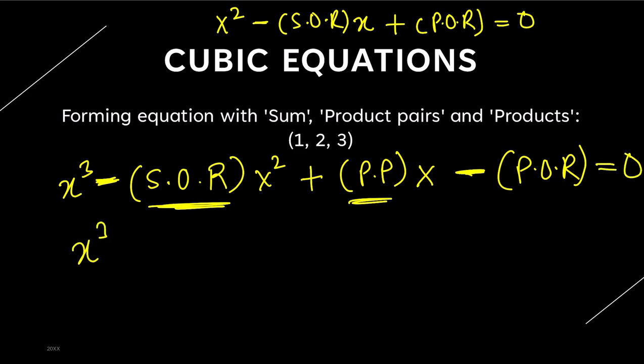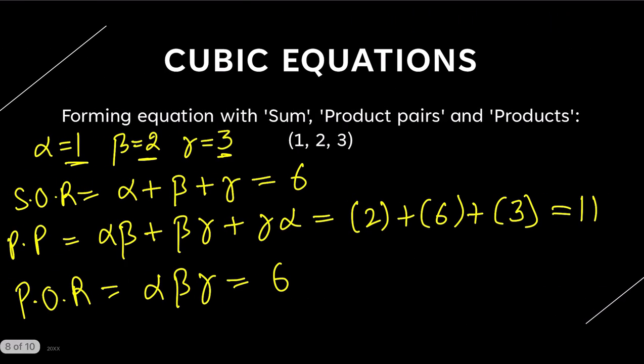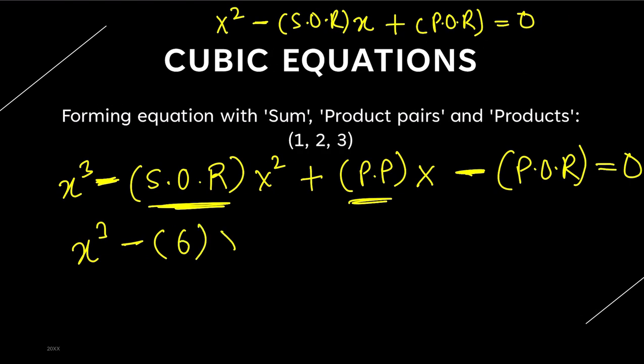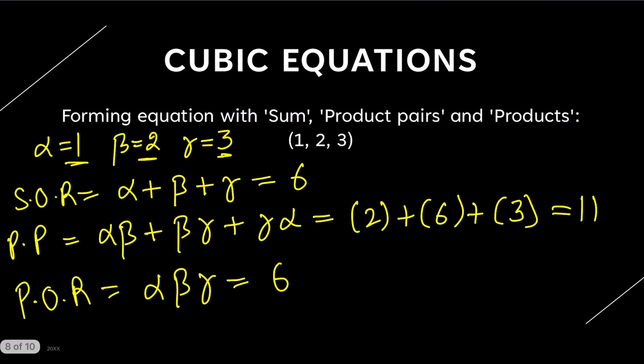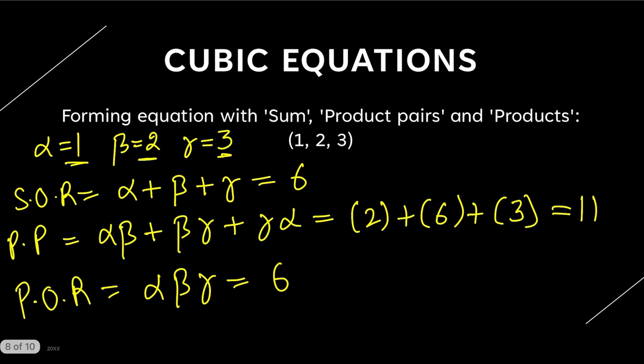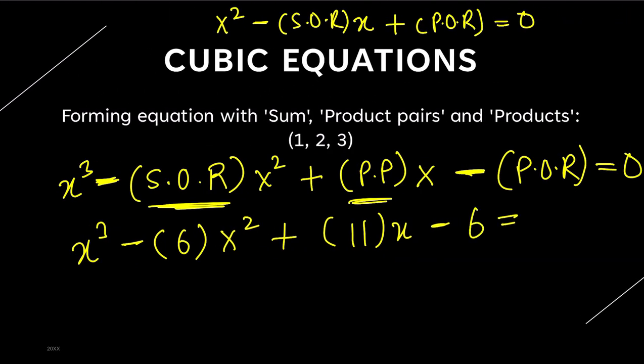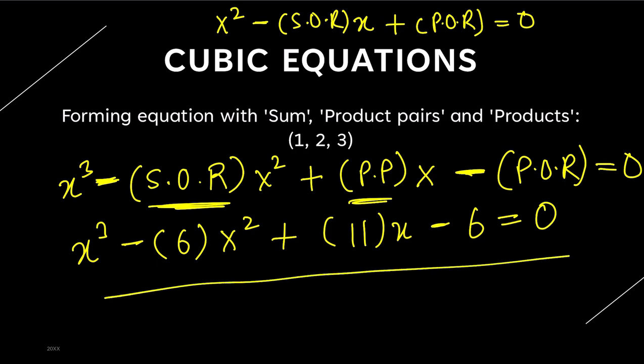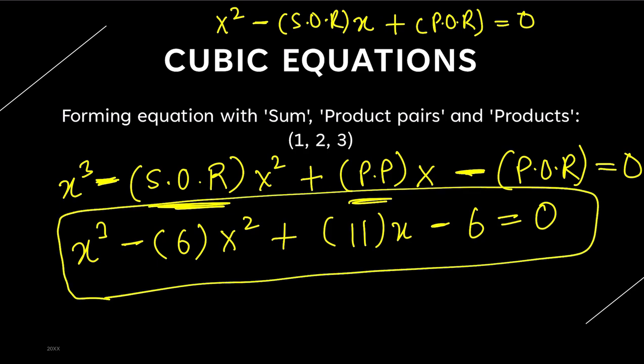x cube minus, what is the sum of the roots? 6x square plus product pair, which is 11, plus 11x minus product of the roots, which is 6, is equal to 0. I hope this is clear. This is another way of finding the equation if three roots are given.